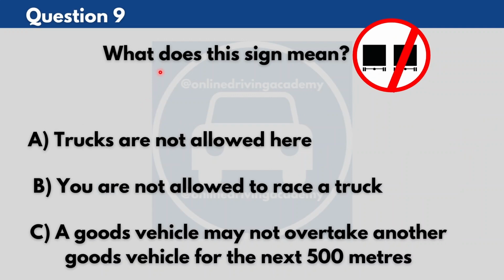Question 9. What does the sign mean? Now we can see two trucks, right? We can see the back of two trucks and we can see a red line going through only one of them. So is the correct answer option A? Trucks are not allowed here. Is it option B? You are not allowed to race a truck. Or is it option C? A goods vehicle may not overtake another goods vehicle for the next 500 meters. Correct answer will be option C.